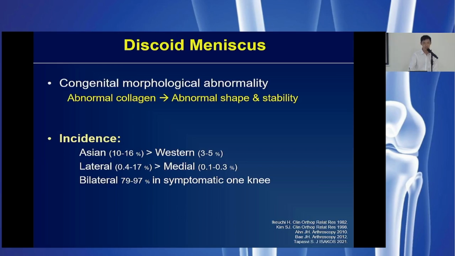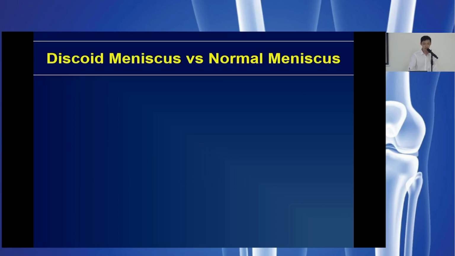Operation, typically, is to check instability. The incidence is more common in the Asian population than the Western population. Newer cases involve the lateral meniscus, and the lateral discoid meniscus has been repaired. In the best of cases, the diagnosis is of a discoid meniscus in one knee. So, what is the difference between discoid meniscus and normal meniscus?